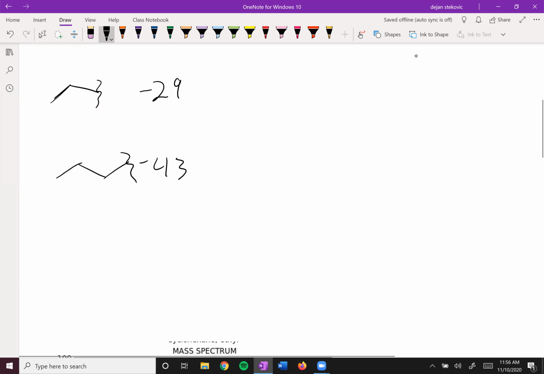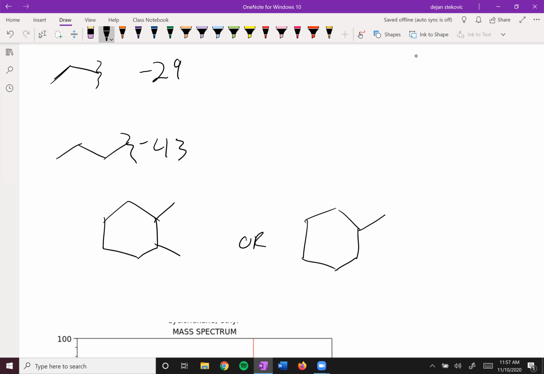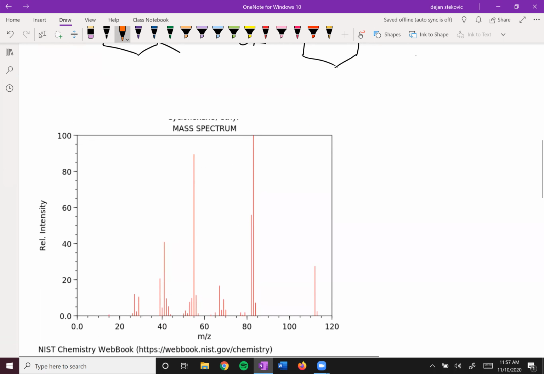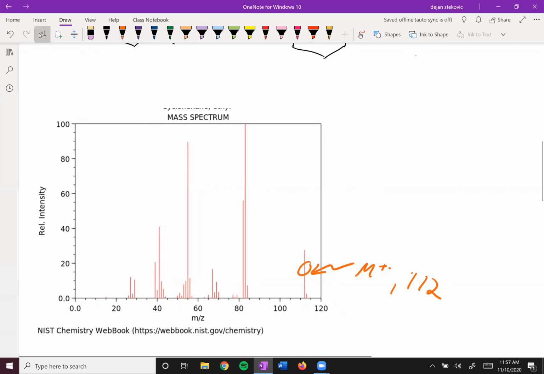And so we're not going to take a look at this too much, but it is kind of useful if you have to decide between two compounds, right? So do you have this dimethyl cyclohexane, or do you have this ethyl cyclohexane? They both have 112 grams per mole. So if we take a look at our mass spec right here, that's our M plus peak. And so that's at 112. And so we can't tell with that information alone.